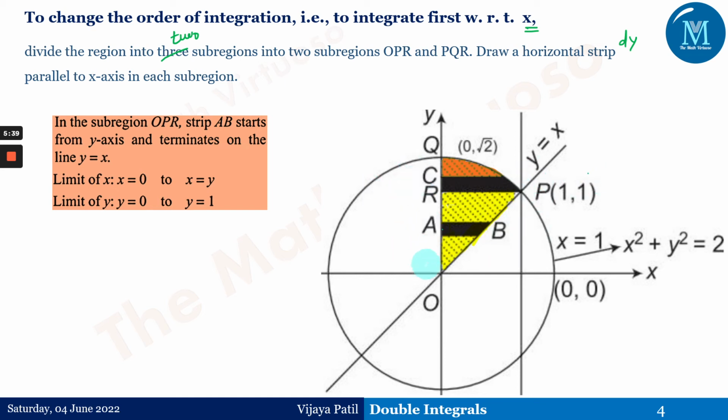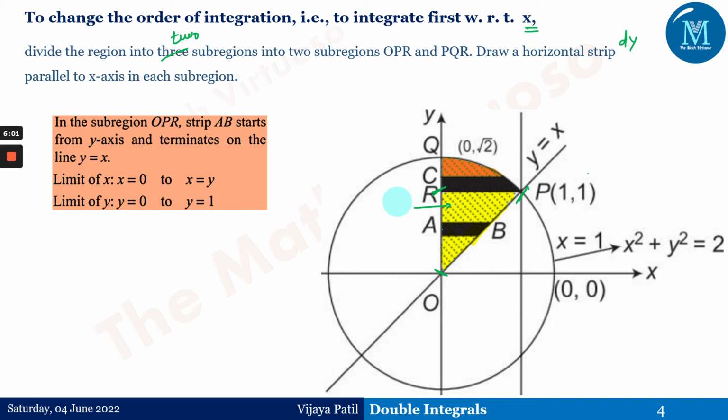Now considering the subregion OPR, let me erase this, so much of a mess I've created. Okay, so the region is OPR. That means the region drawn here in the yellow color. If you observe here, in OPR, the strip parallel to the x-axis is the strip AB, which starts from the y-axis and terminates on the line y equals x. So this is the region we are talking about.